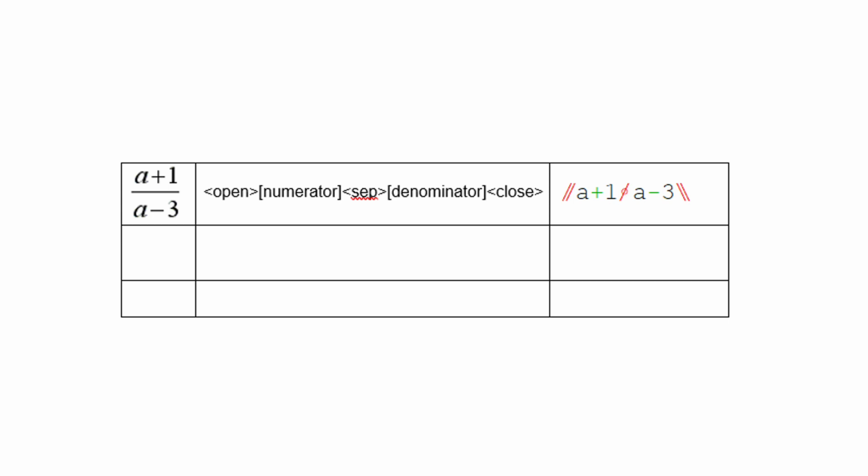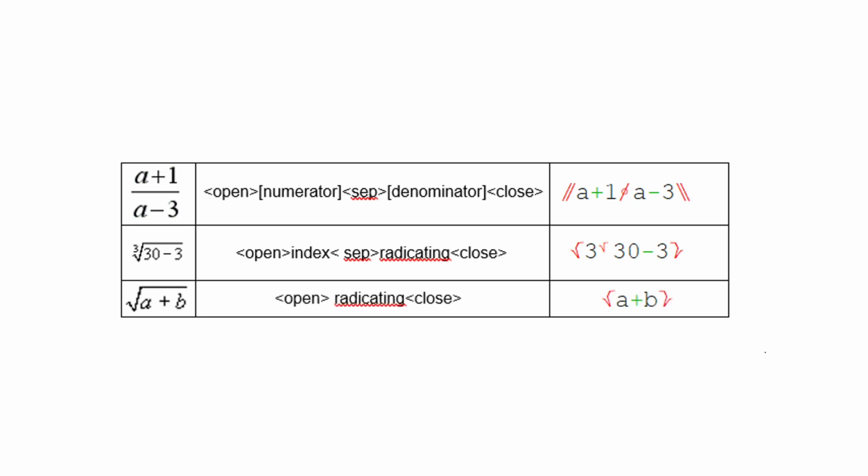For example, cube root of 30 to 3 has the separator open index sep, radicating close. So by entering the values open 3 sep 30-3 close, a square root could have been indicated with index equals 2, but also, more simply, by omitting index and separator. Root of a plus b. So entering the values may be open 2 sep a plus b close. But better, open a plus b close.